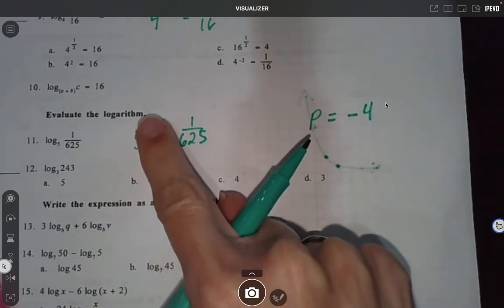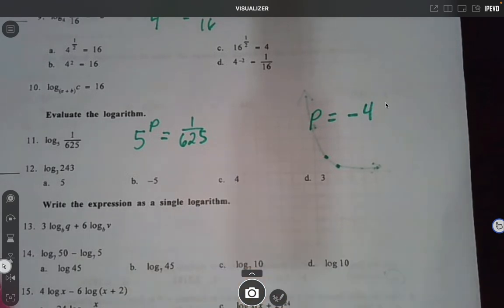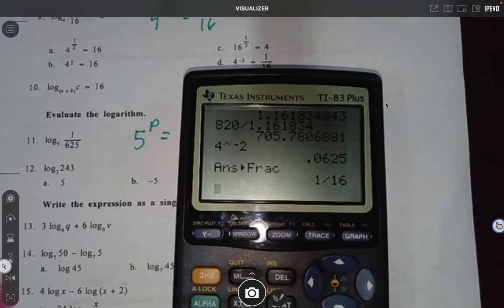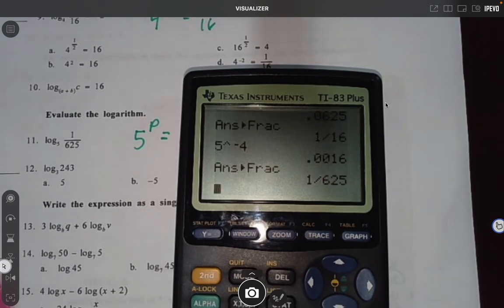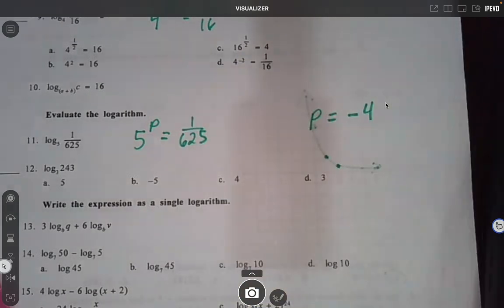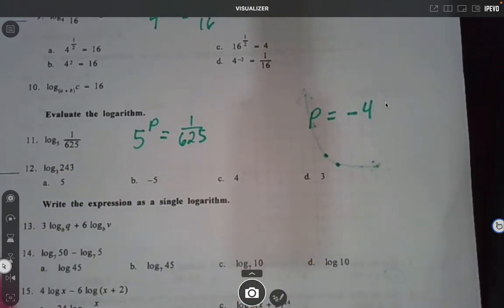Is 5 to the negative 4 equal to this? Yes, it is. So you can check your answer. I'll do that. 5 to the negative 4th. Let me press math, enter. And it does equal 1 over 625. Do y'all kind of see that? Everybody understand that? Yeah? So your hint on that one is when it's a fraction, it's going to be a negative number. Let's see if there's one like 12.